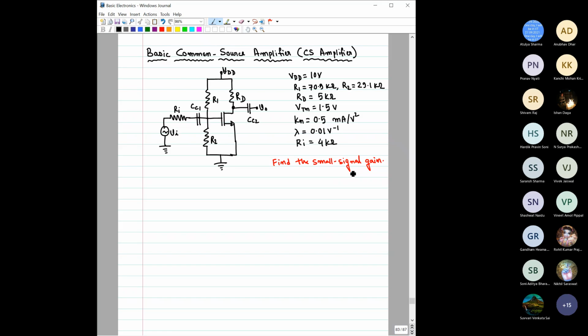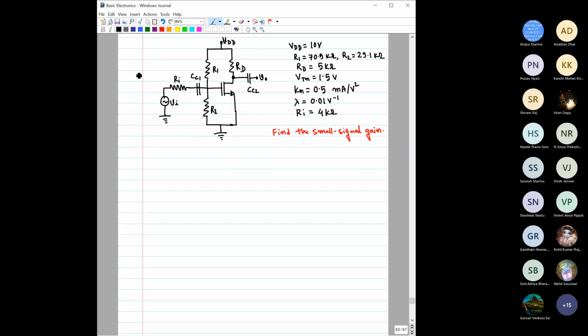Now I have to find the small signal gain, right? Then what should be the first step? Like we have done for BJT, first we have to do the DC analysis, right?